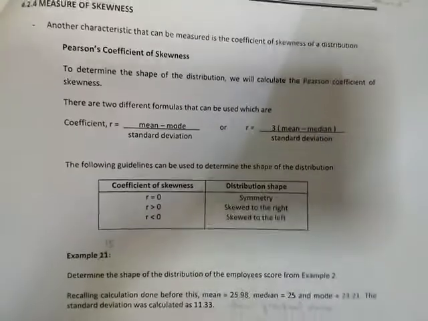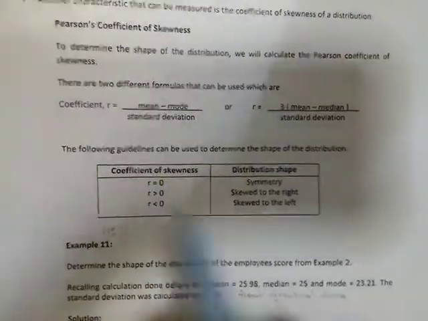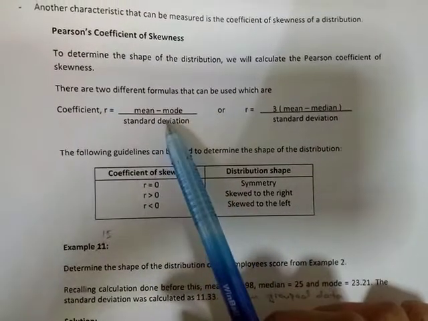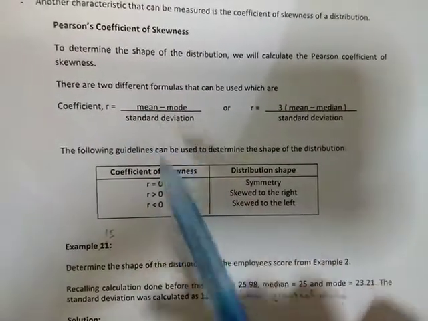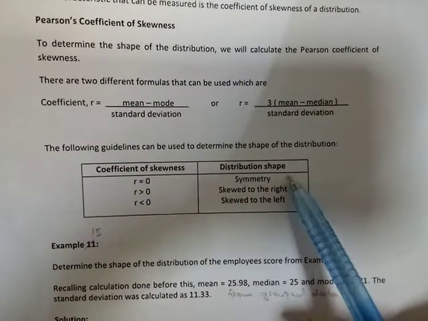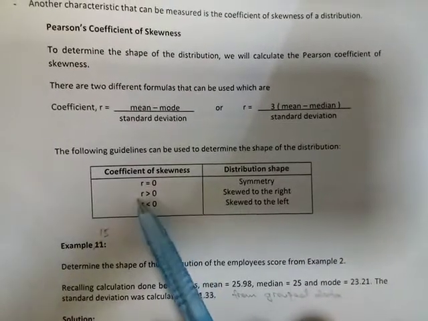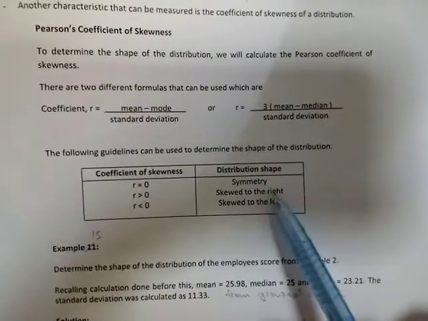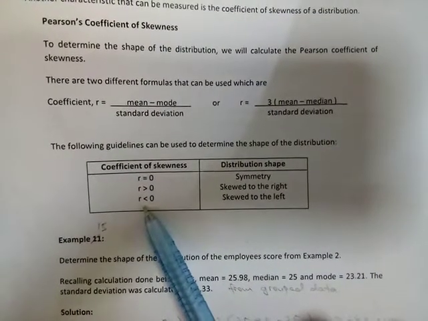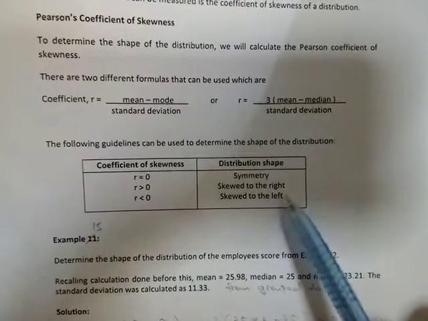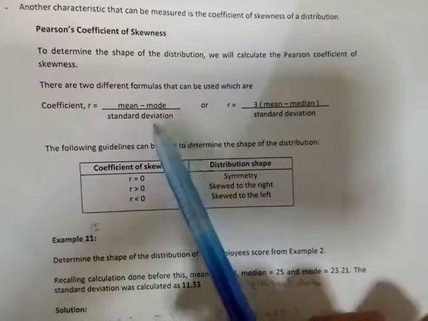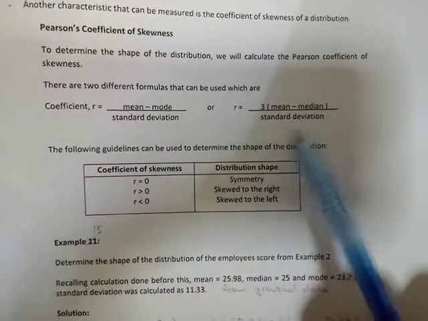So look at the table here, the guideline for the coefficient of skewness. Once you have calculated the coefficient R, when you get R equal to 0, the distribution is symmetric. When R is more than 0, the distribution is skewed to the right. When R is less than 0, the distribution shape is skewed to the left. It depends on which formula you use, this formula or that formula.